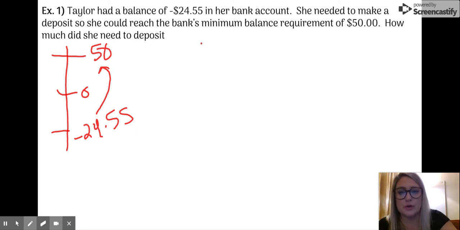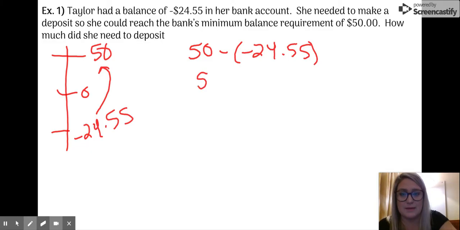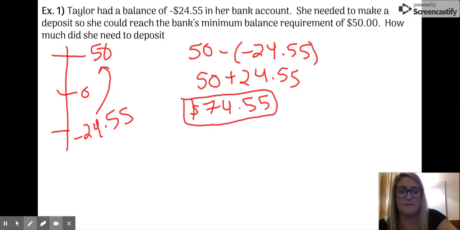So what we're going to do is we're going to start with 50, and we're going to subtract the negative 24.55. Remember, when we have this subtracting a negative, we can rewrite this as 50 plus 24.55, which will then mean she needs to deposit $74.55 into her bank account in order to reach that $50 balance.